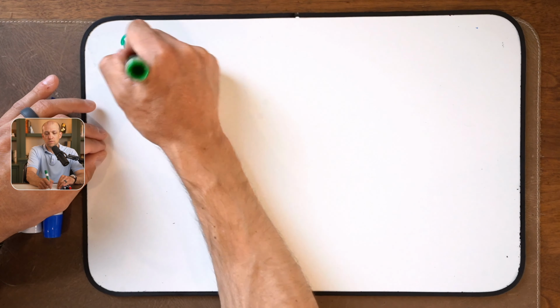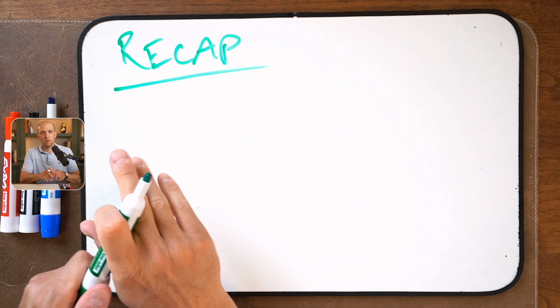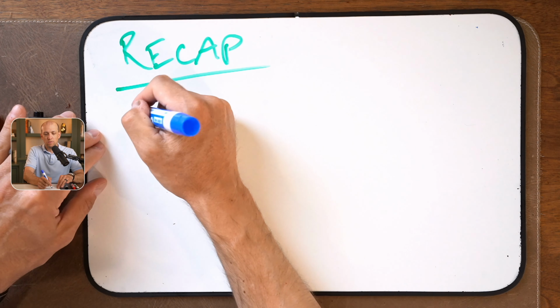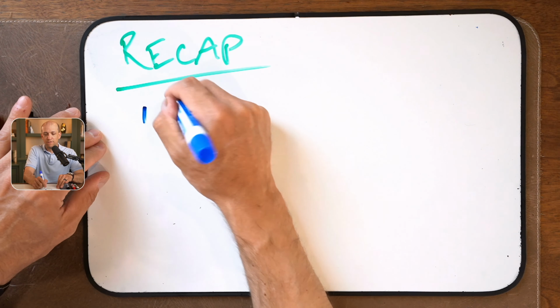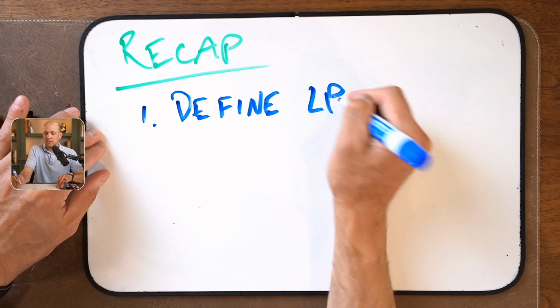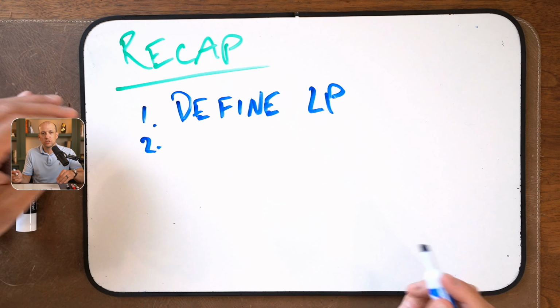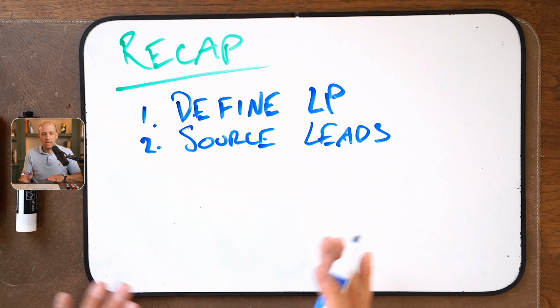So just to go back to the whiteboard and offer a recap of what we discussed today. One, you want to define your ideal LP or your ideal investor. What kind of investors are you targeting? Two, you want to start sourcing those leads. Where do you find investors? I gave you some tips for where you can source them online and offline.